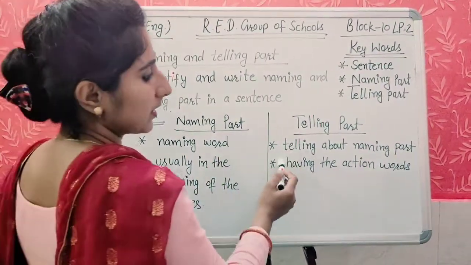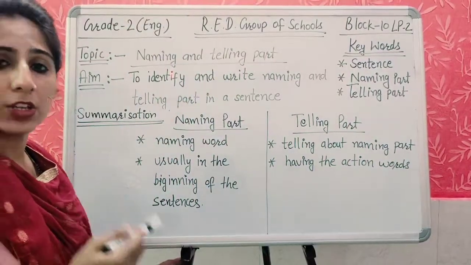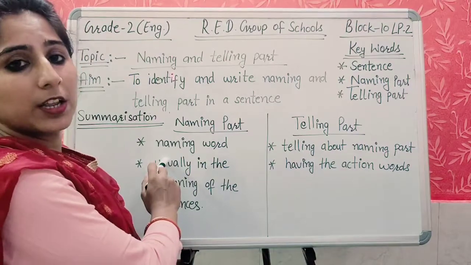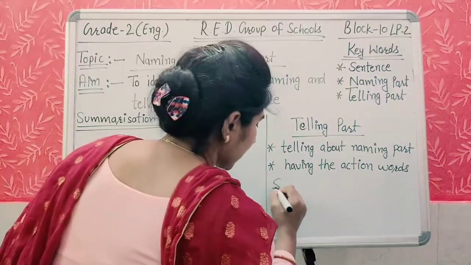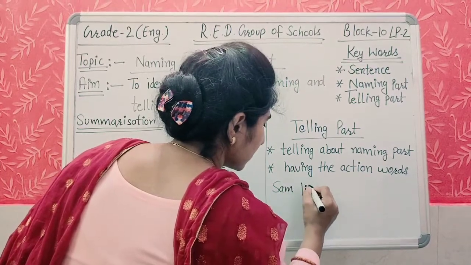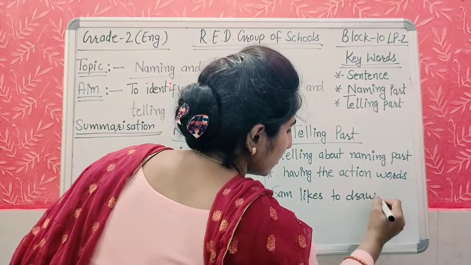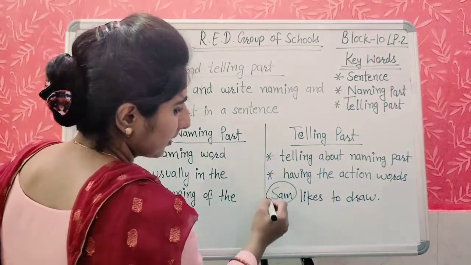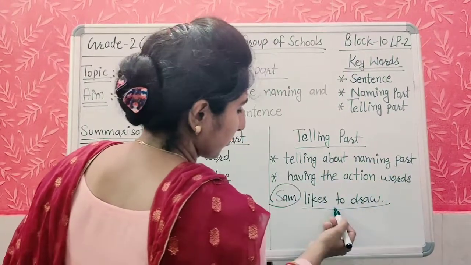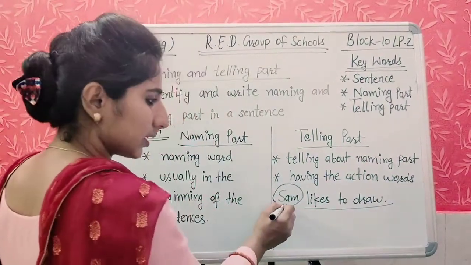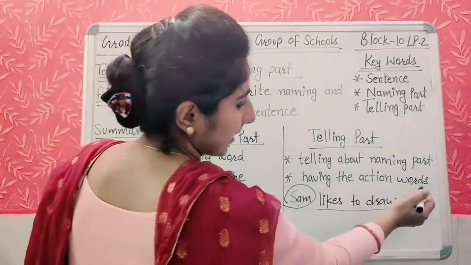The telling part is always giving information about the naming part and has the action word. Like, Sam likes to draw. Here Sam is the naming word and this part is the telling part, and it is giving information. It is telling about Sam, meaning what Sam likes to do. Like, and it has the action word.